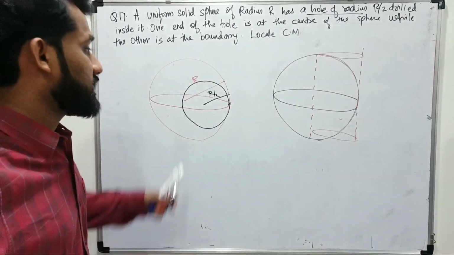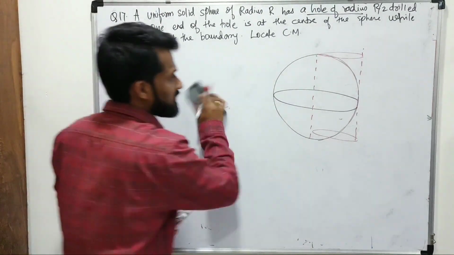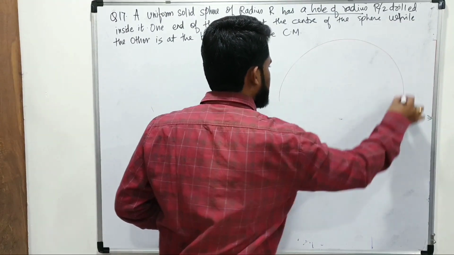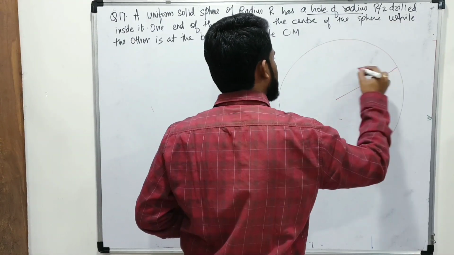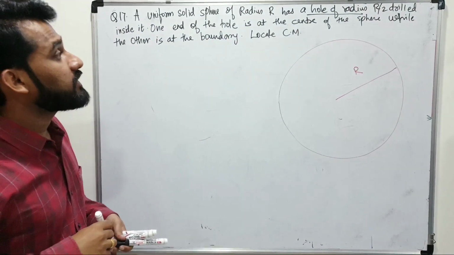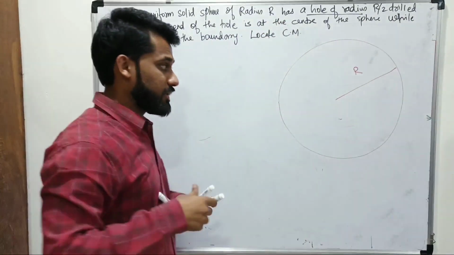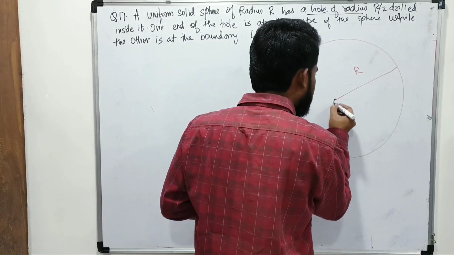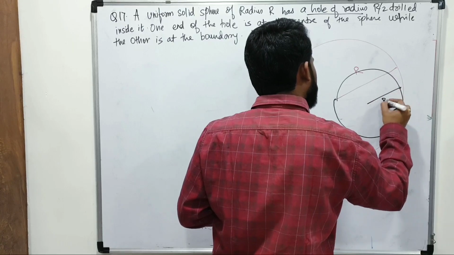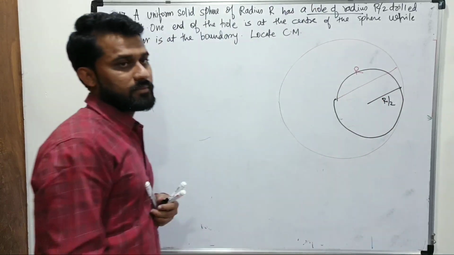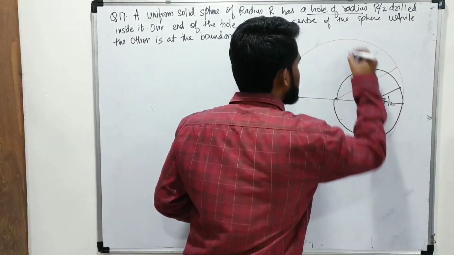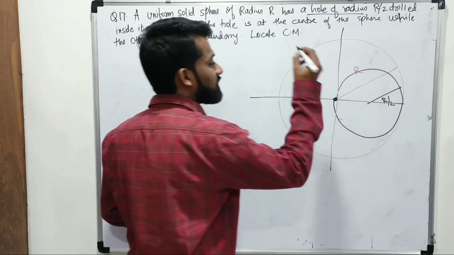So we will solve the question for this way. Sphere is removed out of a sphere. This type of question. So this is a sphere whose radius is r, and from this sphere, a sphere of radius r/2 is removed. When you remove the sphere of radius r/2, what will be the center of mass? Now this is x-axis, this is y-axis. Initially the center of mass was over here.